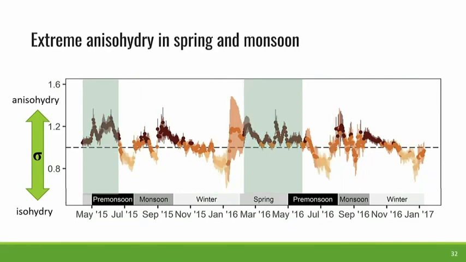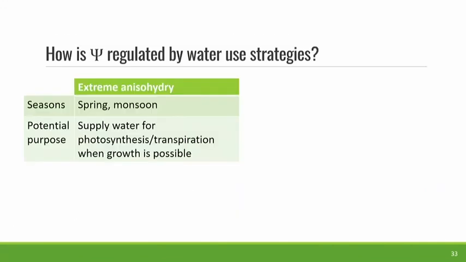And if we look at the other end of the spectrum, the maroon that represents the extreme anisohydry, the tail end of spring going into the early part of the pre-monsoon is this long chunk of extreme anisohydry, pretty continuous. And we also see that, but less continuously, in the monsoon, and that's kind of more episodic. How do we explain these patterns? Well, from this data set, I gathered that this extreme anisohydry that happens in spring and monsoon is a strategy adopted to supply water for photosynthesis and transpiration when growth is possible.